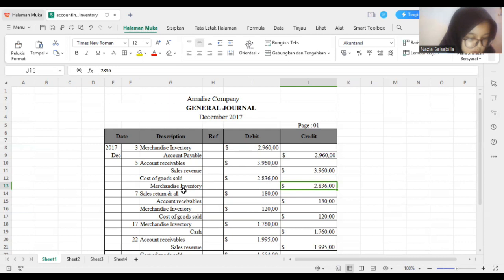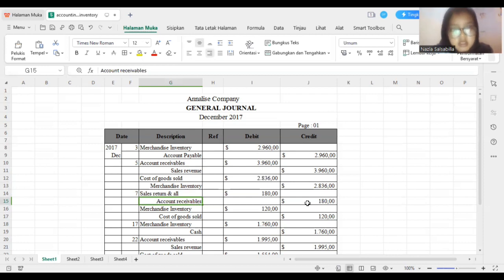Customers were granted $180 credit for 200 units of inventory returned, costing $120. These units were returned to inventory. So the journal is sales return and allowance on debit side $180, and account receivable on credit side $180 too. And the second journal is merchandise inventory on debit side $120, and on the credit side we have cost of goods sold $120.